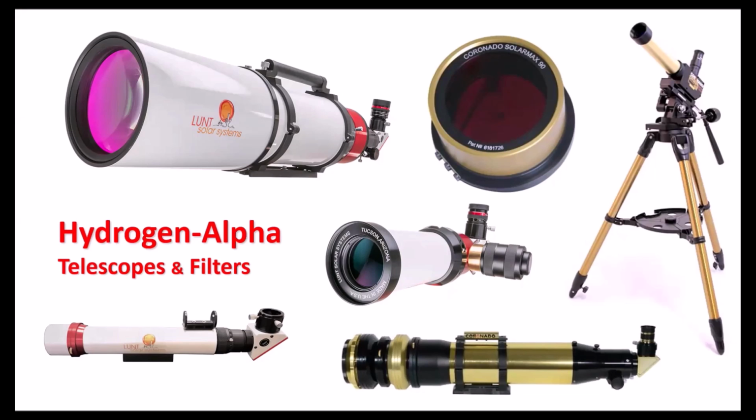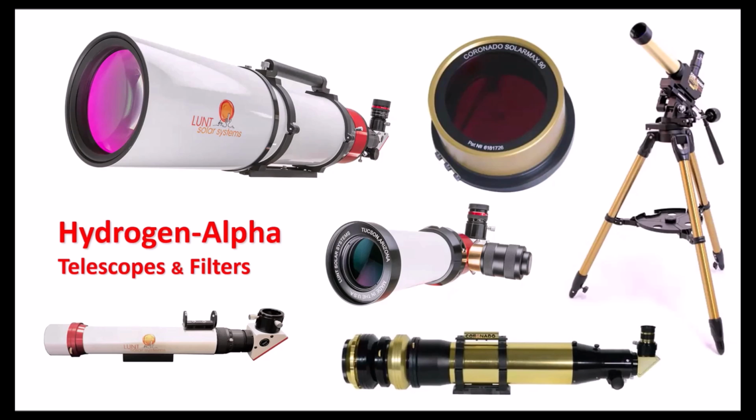Now, there are dedicated solar telescopes. They're all refractors, and they all allow you to observe the sun at a very specific wavelength of 656.28 nanometers, or if you're a real science geek, 6,562.8 angstroms. And that wavelength is known as hydrogen alpha. And it's a very specific part of the red end of the spectrum.